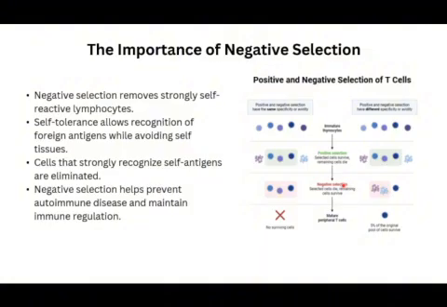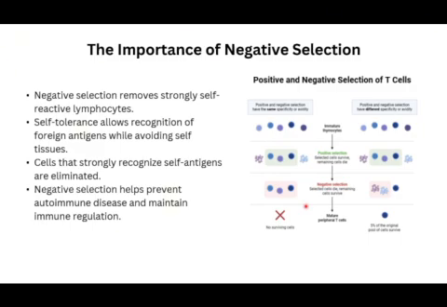A way in which this is regulated is in the development of lymphocytes. If the binding between an antigen and antibody is too strong, the cell will be eliminated. This is going to ensure that the receptors are self-tolerant, meaning that the receptors will be able to differentiate between foreign pathogens and the body's own cells and tissues.